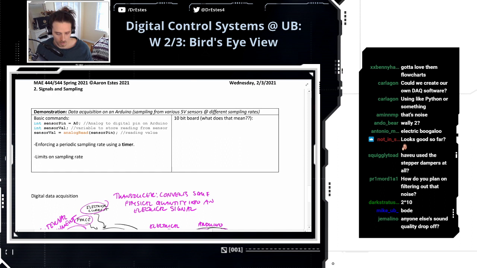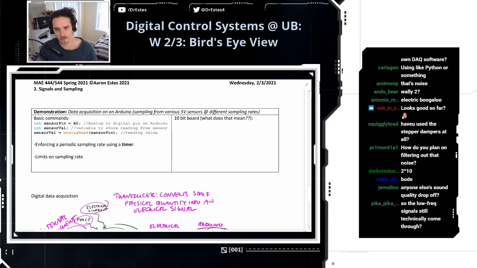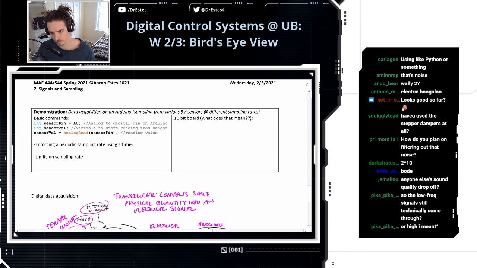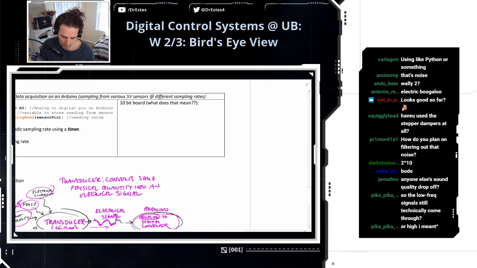Okay, so now we'll come back to this. The low frequency signals still technically come through. Yes. The whole signal comes through. Yeah, the high frequency still comes through. Like, really quick, this will take maybe a minute.